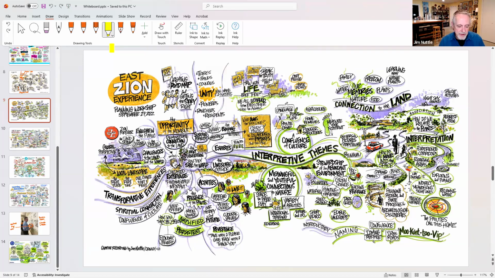So Zion National Park, everybody comes in, there's two entrances, the west entrance and the east entrance, and everybody comes in at the west. So they were gathering members of the community to come together and talk about what, that's where the East Zion experience comes up. They wanted to have some sort of a visitor center, interpreter center at this second entrance to the park. So they had local ranchers, they had the indigenous community there, they had members of the business community.